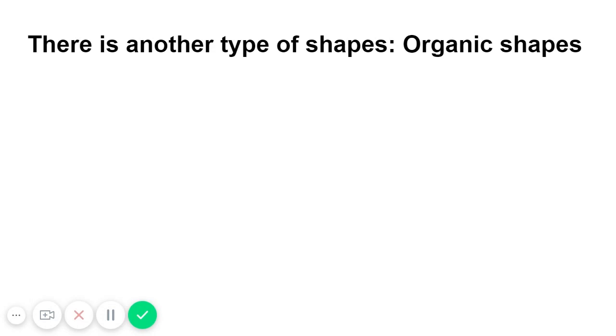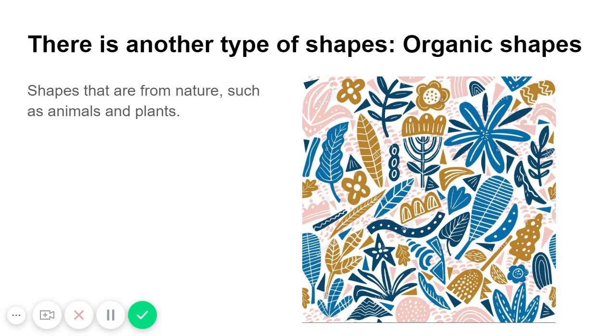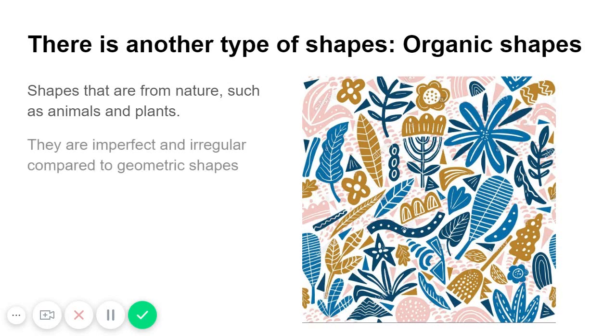Okay, now another type of shapes, they are called the organic shapes. They are obviously shapes from nature, like plants and animals, and they are imperfect and irregular, compared to geometric shapes.